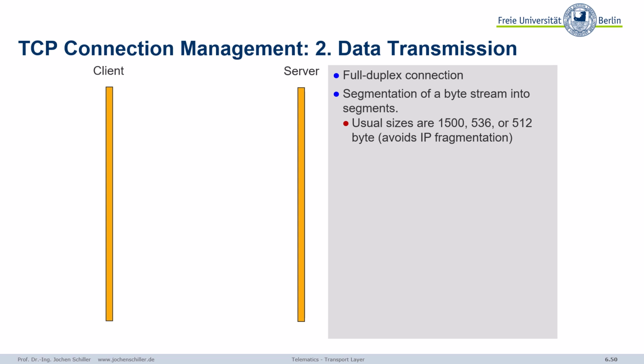So we have a byte stream coming in from the application, on the client side or the server side, and TCP now segments the byte stream into these segments. And typically, there are some sizes like 1500, etc. We try to avoid IP fragmentation. Remember, that was a problem when I cannot transmit a packet over a link with certain limits of the link. There's a certain minimum I have to accept, these 556 byte segments.